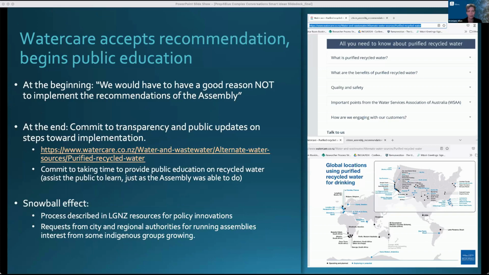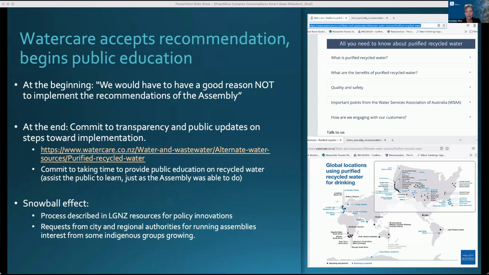And then what we found from the process in terms of our role too was that there was a real sort of snowball effect from Watercare having taken the opportunity, or some might say taken the chance, to do a process like this. There were a lot of questions from other public agencies, from government, from ministries.